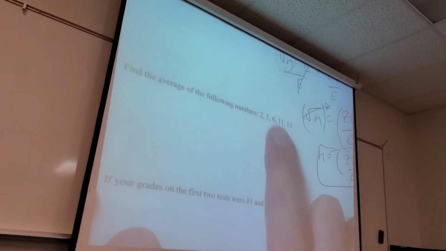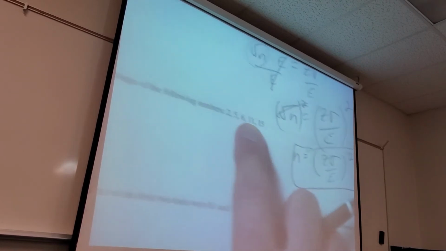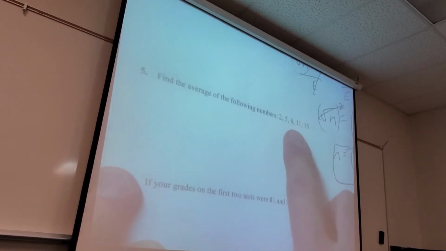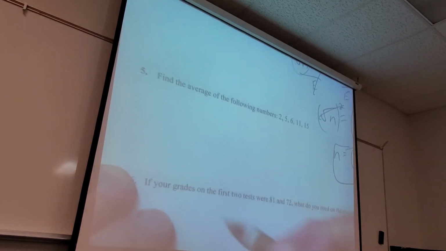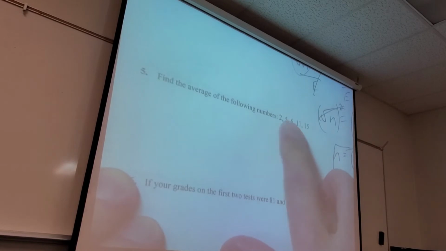All right. And I put this on here because we should really know how to find the average. How do I find the average of any numbers? Add them together and divide by the amount of numbers. So add them all up. And there's 5 numbers. So divide by 5.